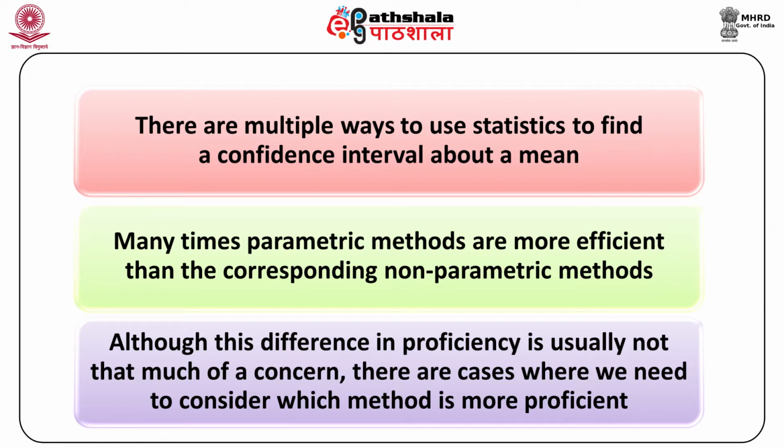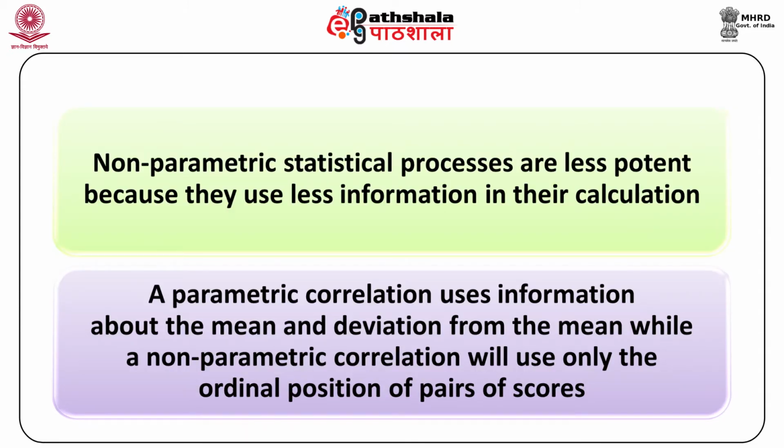Many times, parametric methods are more efficient than the corresponding non-parametric methods. Although this difference in proficiency is usually not that much of a concern, there are cases where we need to consider which method is more proficient. Non-parametric statistical processes are less potent because they use less information in their calculation. For example, a parametric correlation uses information about the mean and deviation from the mean, while non-parametric correlation will use only the ordinal position of pairs of scores.